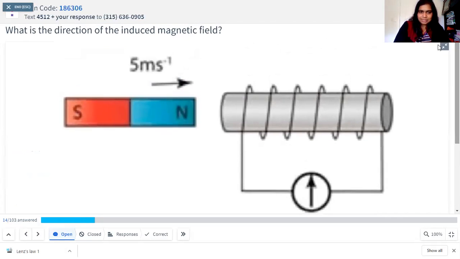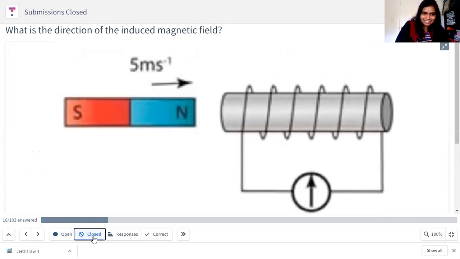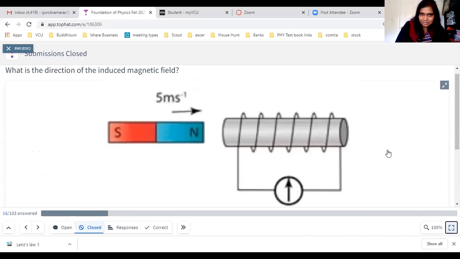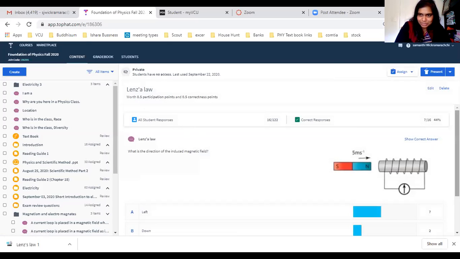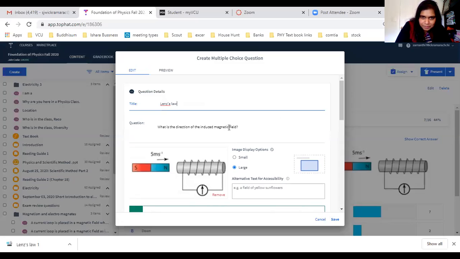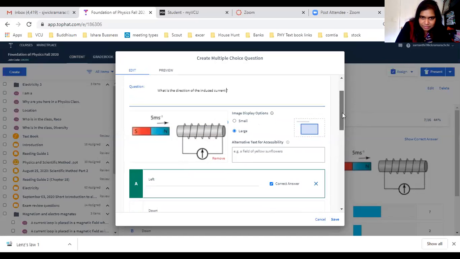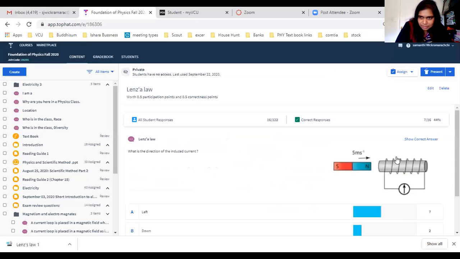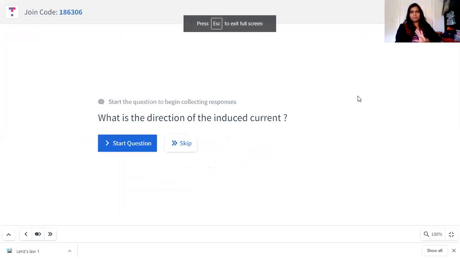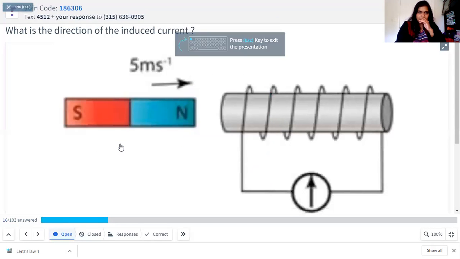Hold on. Please stop because I need to edit it really quickly. Give me a second. So I'm going to stop counting it. Hold on, because it needs to be edited. Give me a second. Okay, so now you can see the question because I closed it, but let me open it again. Sorry about that. Start presentation. Okay, now I'm open again on Top Hat.